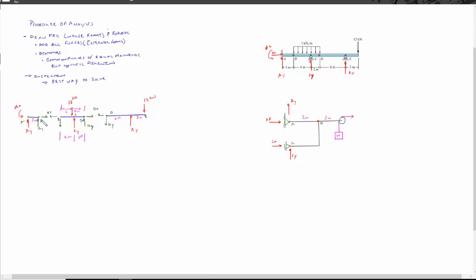If we started over here, we don't know Ay and we don't know the moment about A. So we have two unknowns, really three unknowns because of By. But if I start over here, work my way left, I could solve for all my unknowns. Now let's draw the free body diagram of this one here.